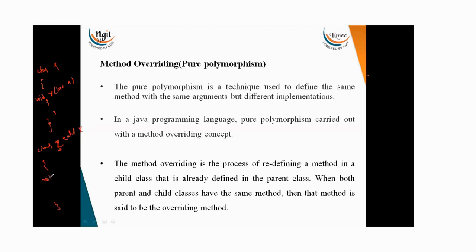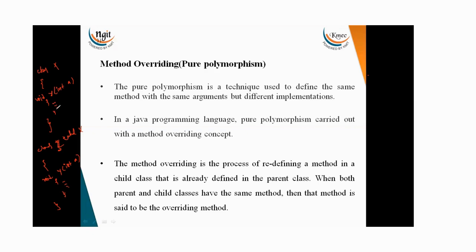So in the subclass, you take the same method, void Y. The return type is the same, the method name is the same, and the parameter is also the same, but the body should be different. If you write the same method with the same return type, method name, and parameters in the super and subclass with a different implementation, then that comes under overriding. This overriding is also called pure polymorphism, right?